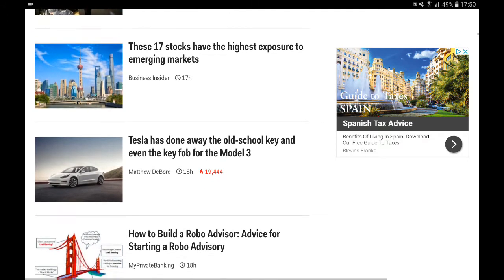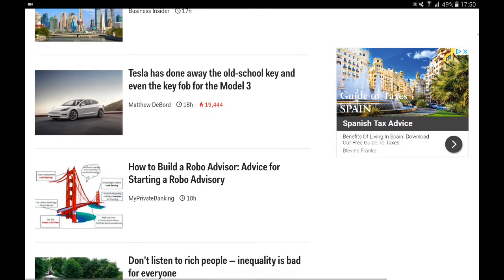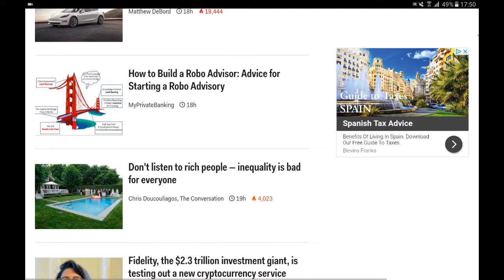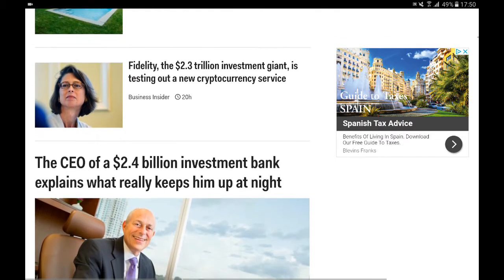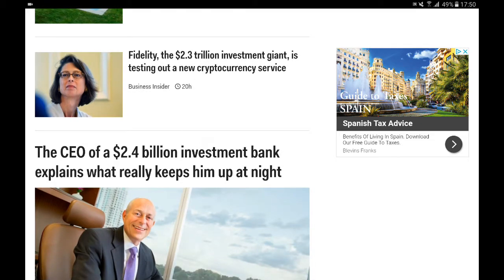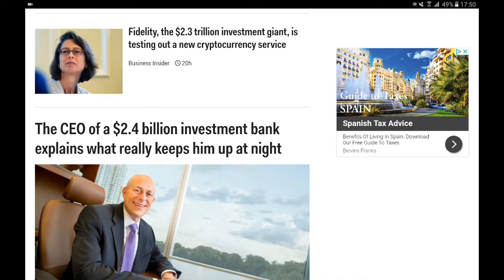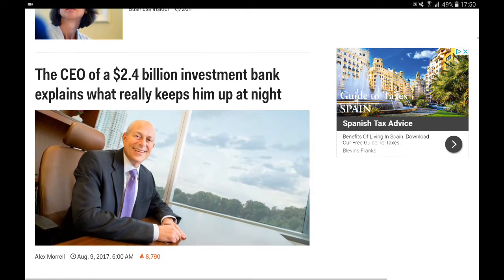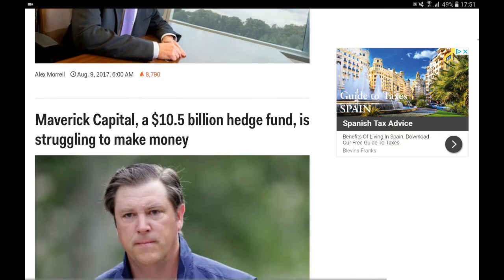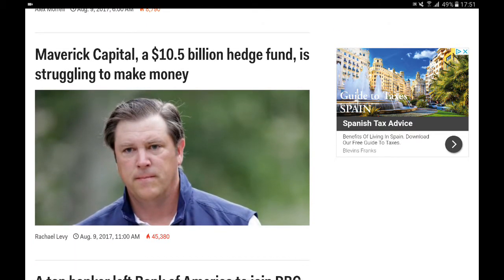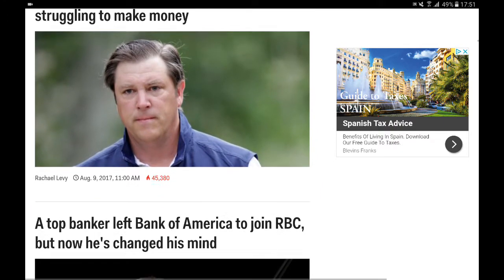What else? Yeah, news about Tesla, the Model 3. You already know what's happening with that particular car. Here in the cryptocurrency news, we have Fidelity, the 2.3 trillion investment giant, testing out new cryptocurrency services. So that's very interesting. What else? You see, hedge funds are struggling to make money.